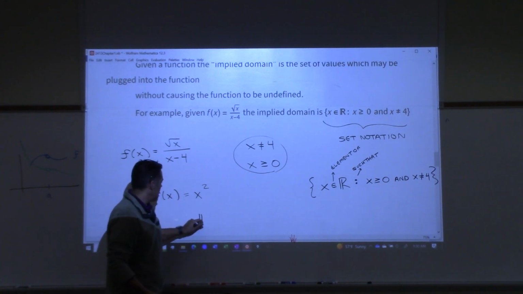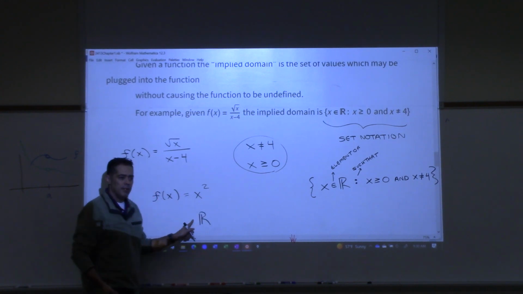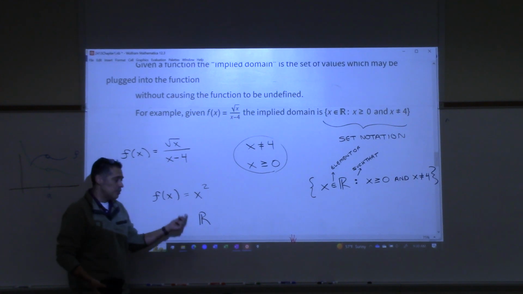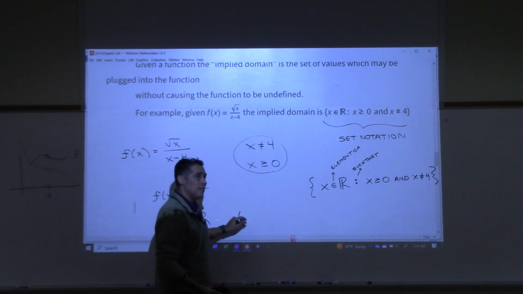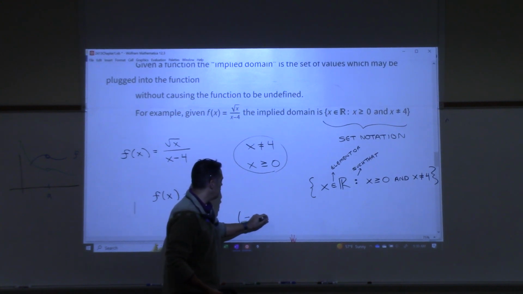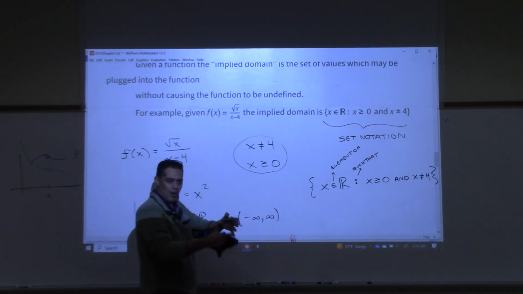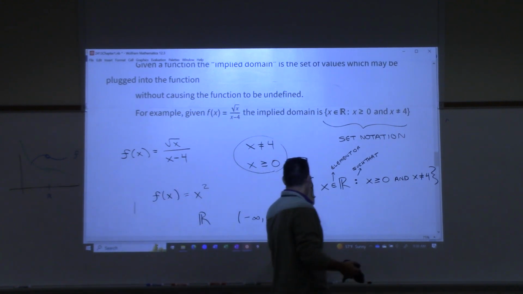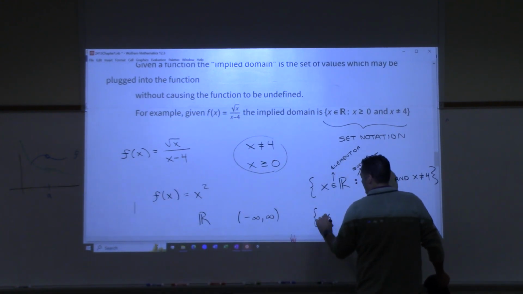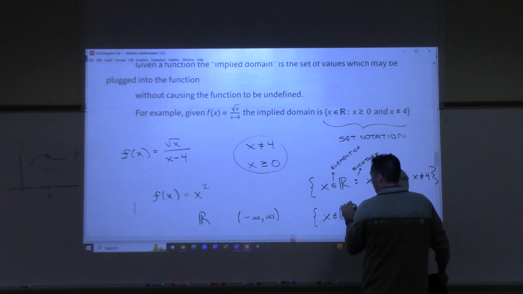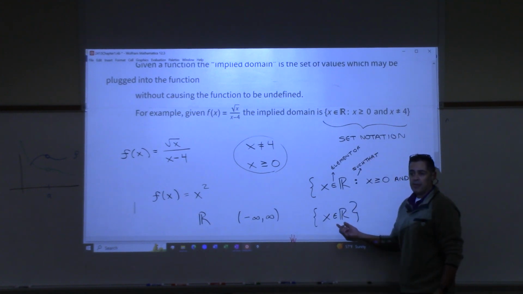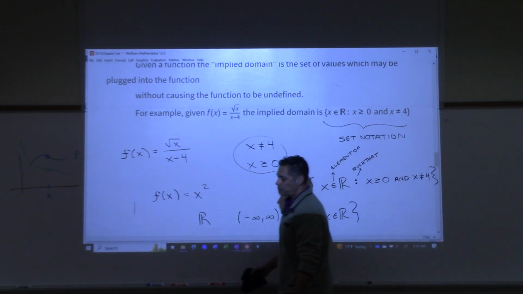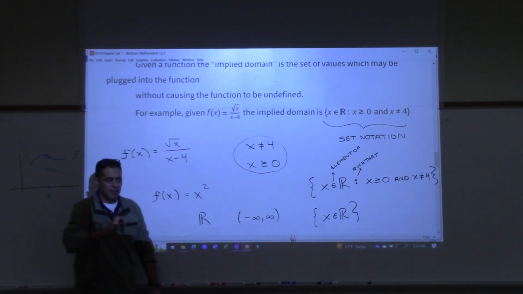How could you say all real numbers? You could say double-struck R. You could write that, and that would imply all real numbers. Or if you want to use interval notation, you could say negative infinity to infinity, right? That's all the numbers between negative infinity and infinity. If you use set builder notation, it'd be x element of R. That's it, because there are no restrictions. It's just any number you want. All right, got it? Every function has an implied domain.